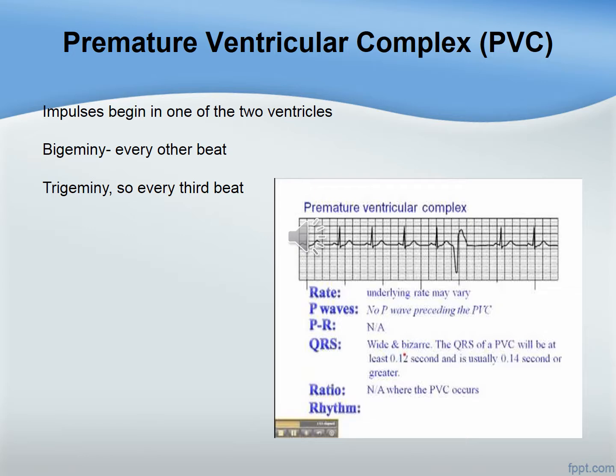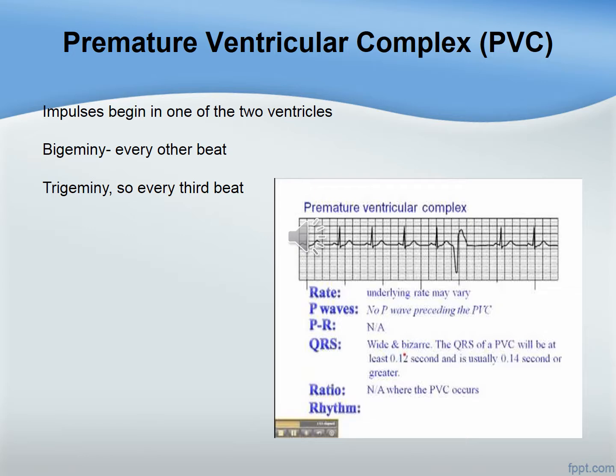If a healthy patient has occasional PVCs, there is no reason for concern and no treatment is needed. But if the patient has frequent PVCs or underlying heart disease, then the patient may need treatment to help them feel better and not have any of these symptoms. And also we need to treat the underlying heart problem.